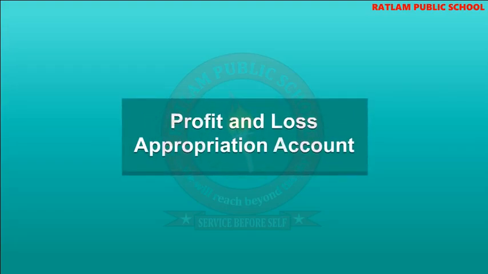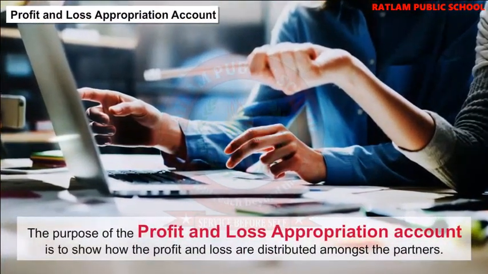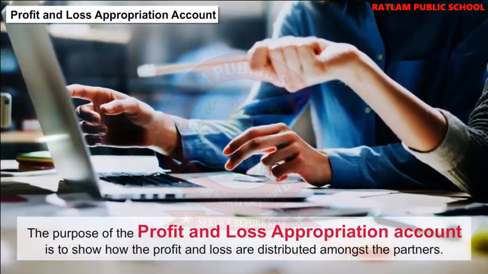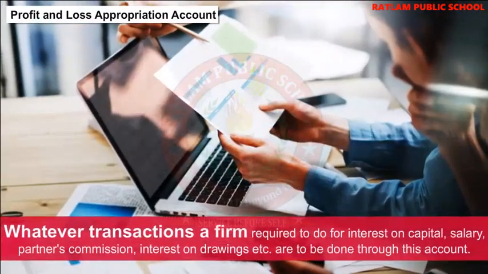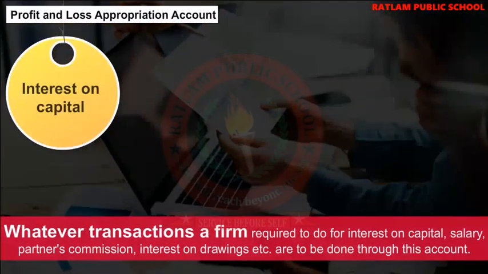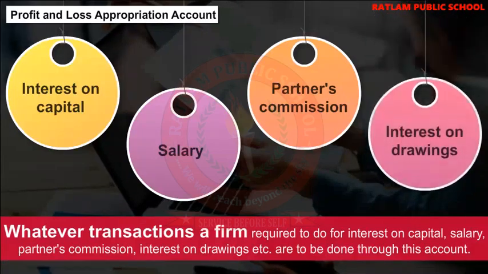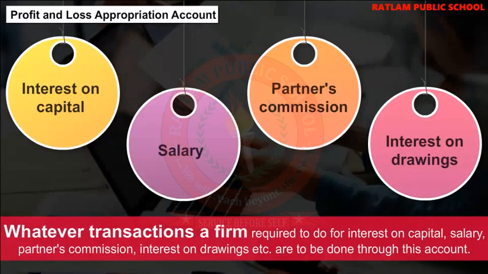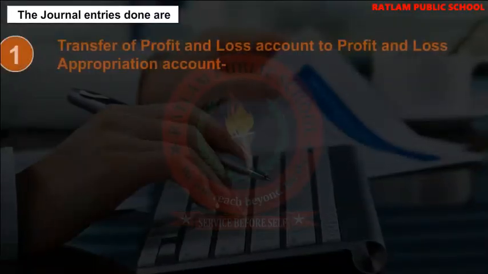Profit and loss appropriation account. The purpose of the profit and loss appropriation account is to show how the profit and loss are distributed amongst the partners. Whatever transactions a firm is required to do for interest on capital, salary, partners' commissions, interest on drawings, etc., are to be done through this account. The profit and loss appropriation account starts with net profit or net loss, which is transferred to the profit and loss account. The journal entries done are: 1.